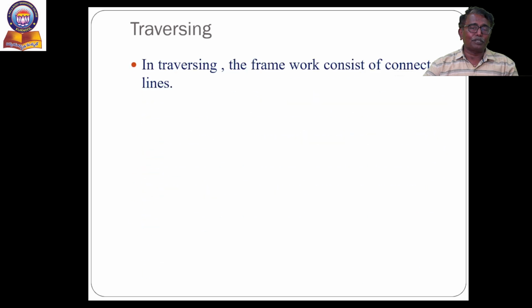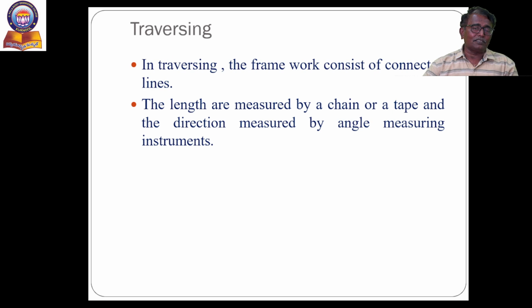Next, what is meant by traversing? In traversing, the framework consists of connected lines. The lengths are measured by a chain or a tape, and the direction is measured by an angle measuring instrument. As per the second principle of surveying, a new point can be located with reference to two known points by taking either linear measurement, or angular measurement, or a combination of both.